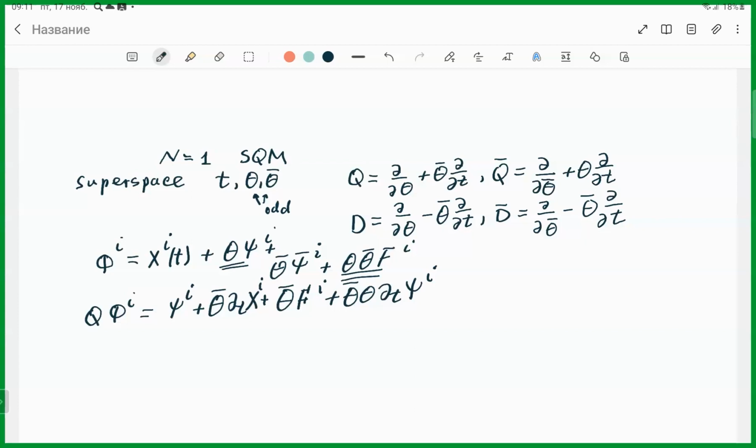So from this formula, I conclude that Q applied to xi equals psi I. Q applied to psi bar I equals dt xi plus F.